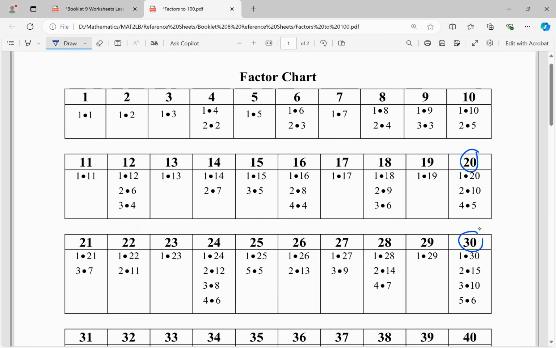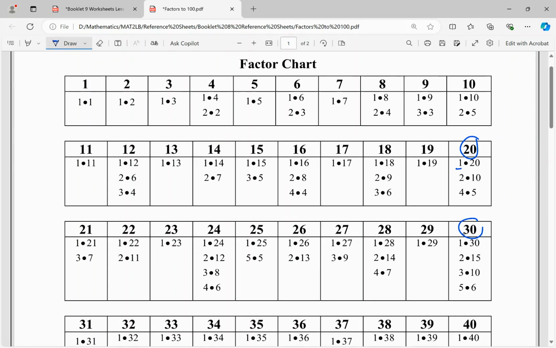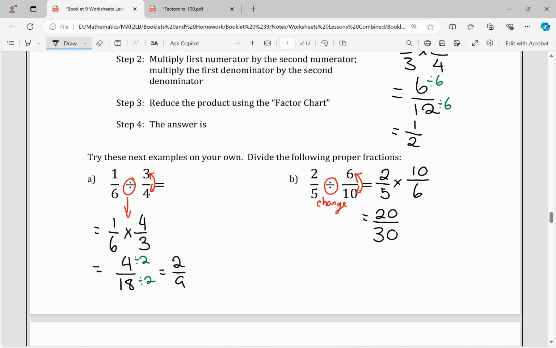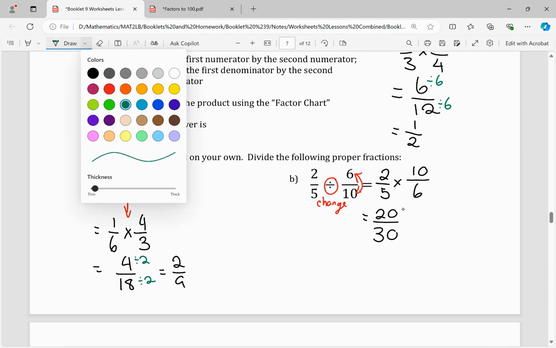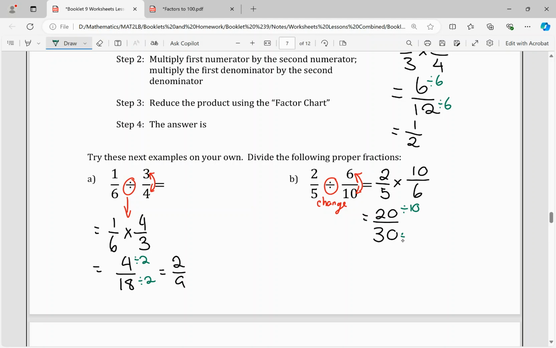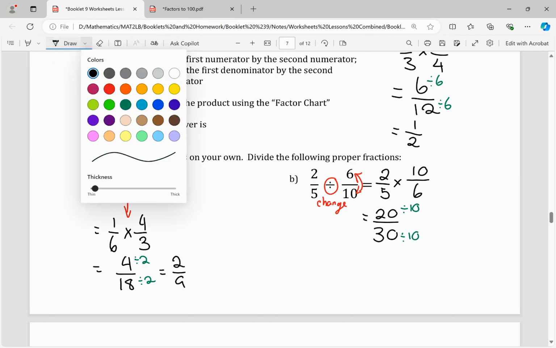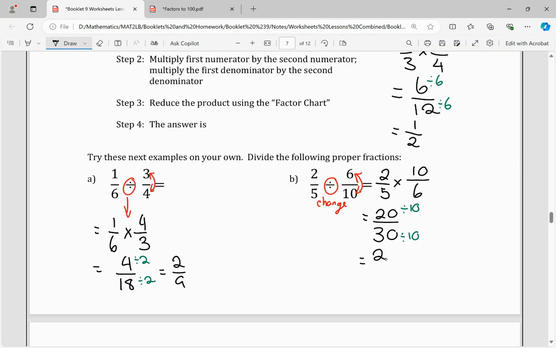Here is 20, here is 30. They're near each other, which is nice. They share a 1, a 2, they share a 5, and they actually also share a 10. So the largest number that they have in common is 10. So we go back here. We divide the 20 by 10. We divide the 30 by 10. 20 divided by 10 gives us 2, and 30 divided by 10 gives us 3.